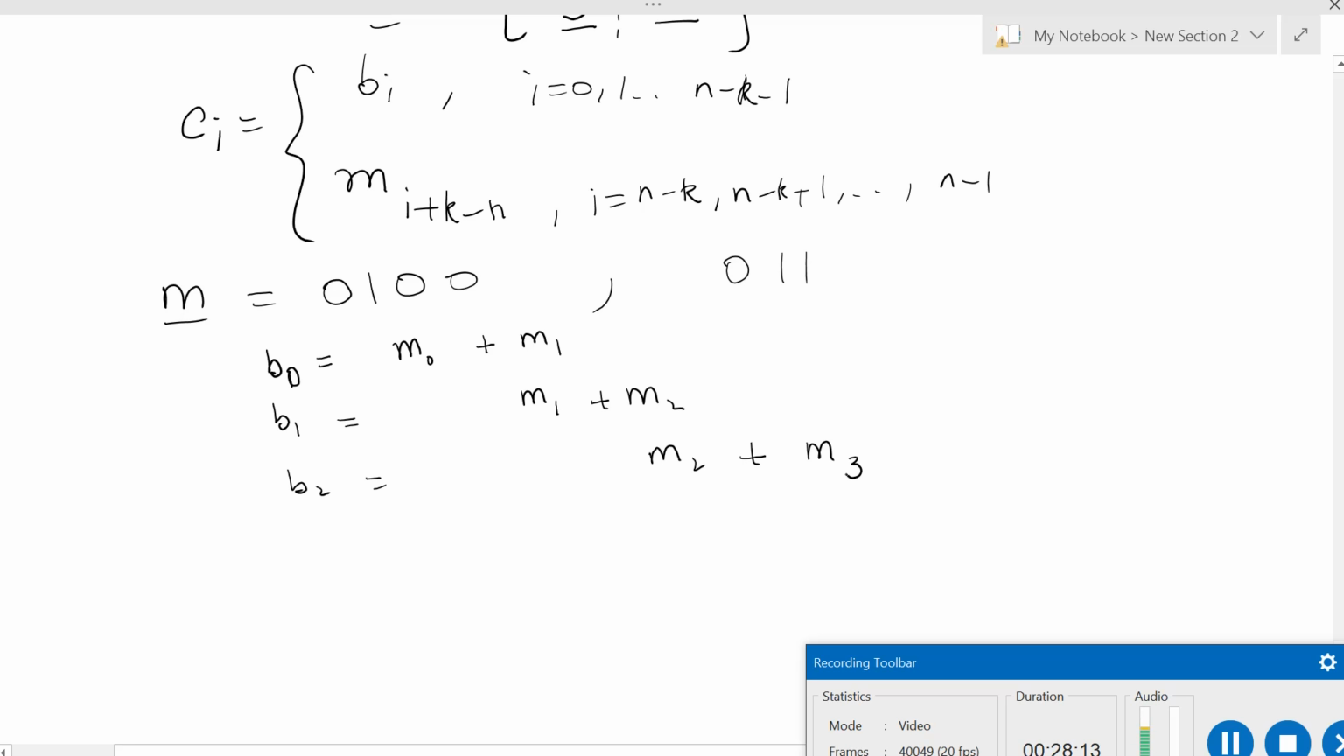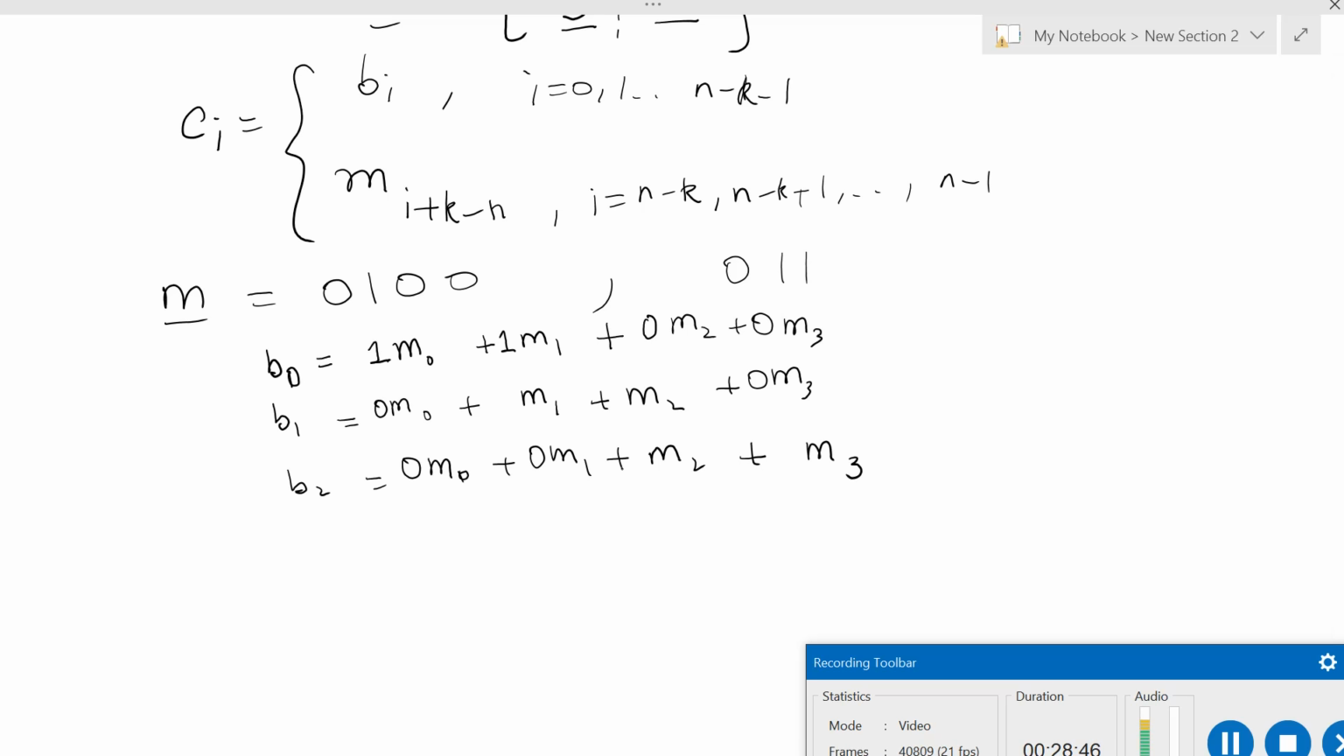So there is another way to say it. I can write here 1 times M1, or not 1 times M0, 0 times M2 plus 0 times M3, right? Same, 0 times M0 plus here 0 times M3, 0 times M1 plus 0 times M0, M1 plus this, right? Sorry. So in other words, parity bits are formed by combining different message bits.